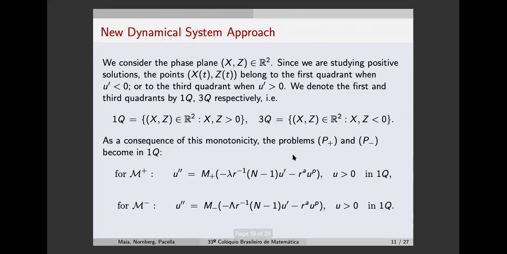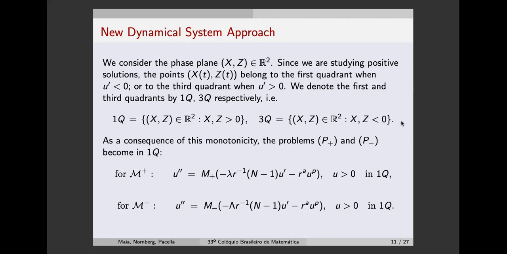Okay, before that, defining these two variables x and z, we can take the phase plane xz in R2 and study the solutions for this dynamical system. Since we are studying positive solutions, the points x and z belong to the first quadrant when u prime is negative, or to the third quadrant when u prime is positive. We denote the first and third quadrants as 1Q and 3Q, respectively.